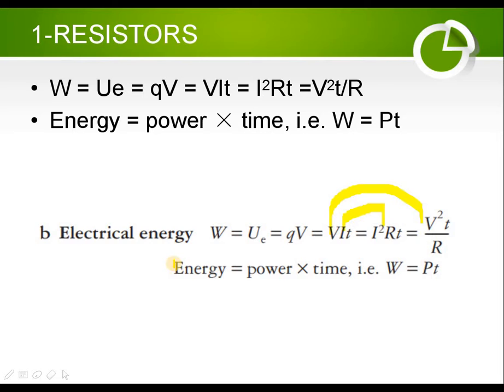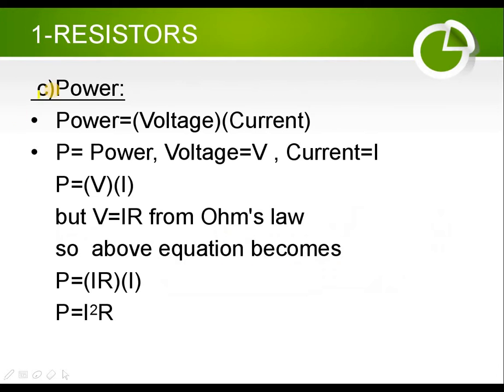So the basic thing to remember here is energy equals power multiplied by time. This power term comes from power equals IV or VI, and T comes from time. We can say VI is replaced with power. This is power. Okay, next slide.